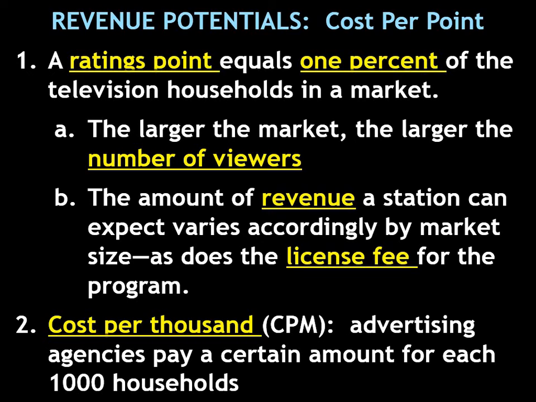Cost per thousand, or CPM, that is what advertising agencies pay a certain amount for each 1,000 households. So the cost per point is going to be the value based on the percentage of the population. Cost per thousand is a more absolute number. You're determining how much money you're paying to reach 1,000 households. And by the way, if you're wondering where the M comes from in cost per thousand, M is the Roman numeral for 1,000. So CPM, cost per thousand.